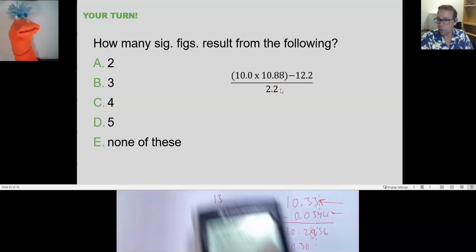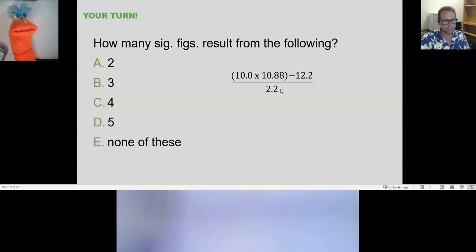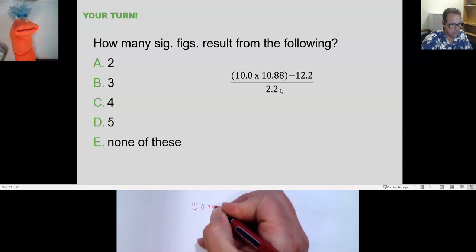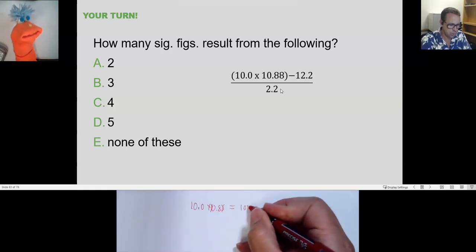So, why don't I give you guys a chance to do it? All right. When you do this problem, you have to collect significant digits anytime you shift from addition and subtraction to multiplication and division, or back to addition and subtraction again. So what we need to do in this question here is first we need to do what's inside the parentheses, 10.0 times 10.88. You know what that equals? I put it into my calculator. It's 108.8. Very good. This equals 108.8.